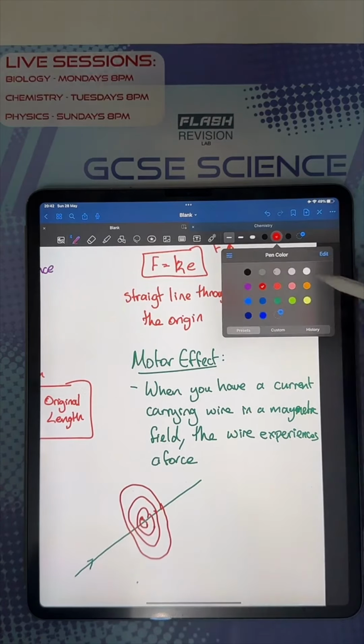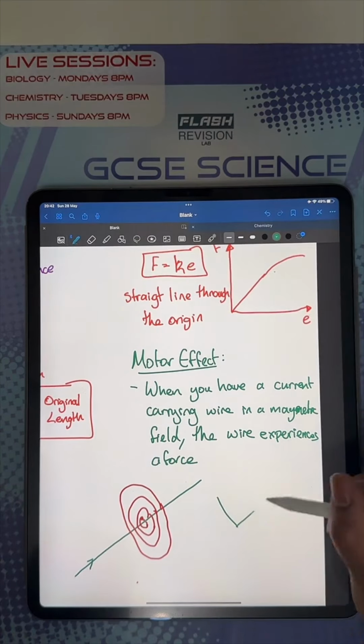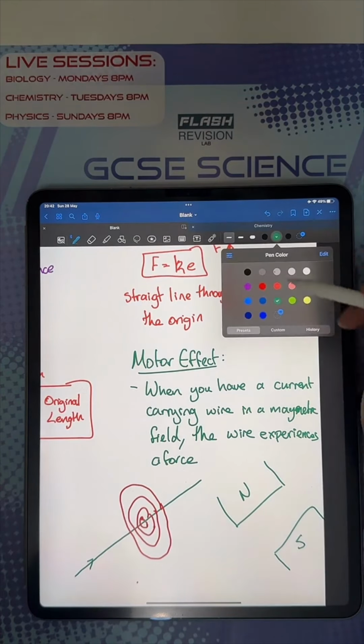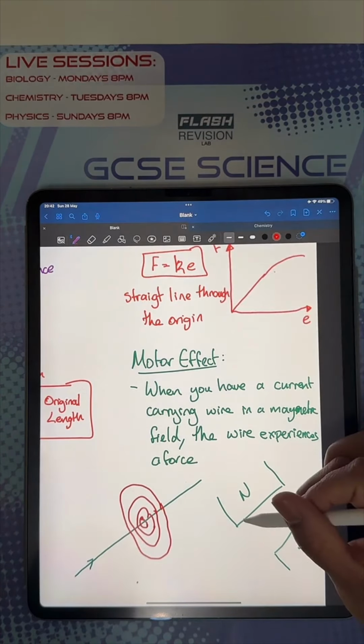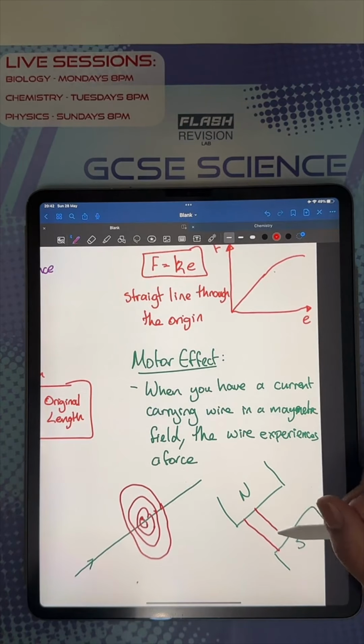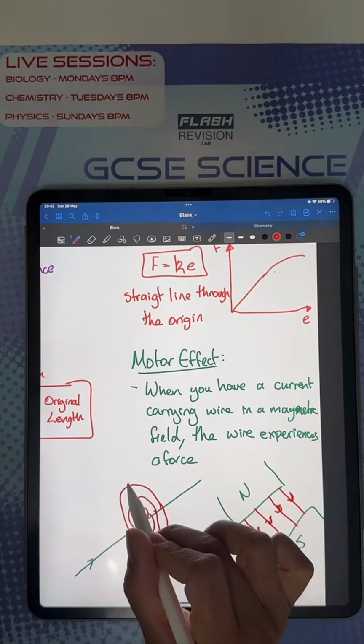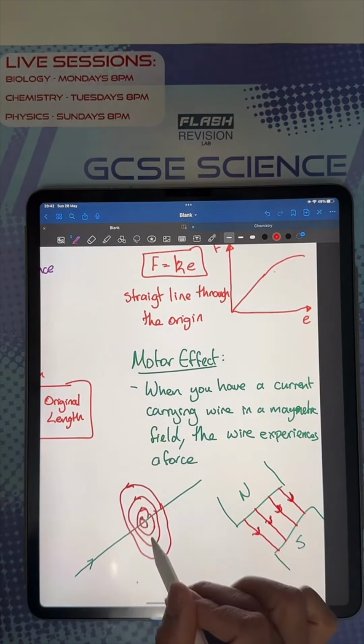Let me draw the two magnets separately here. We have a north pole and a south pole. I don't know which way around it is. But when you have a north and south pole, you also have a magnetic field that goes between the two. These are arrows that just show the direction of the field. So this one has arrows on it as well.